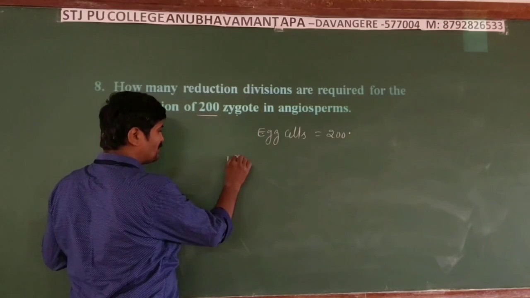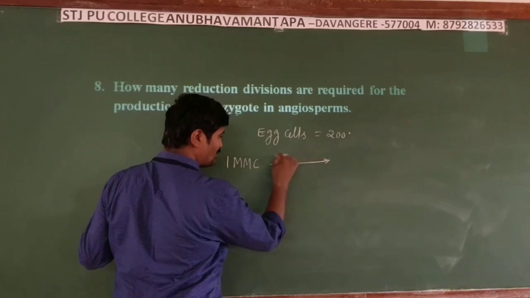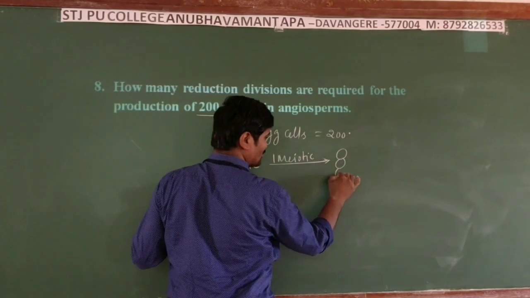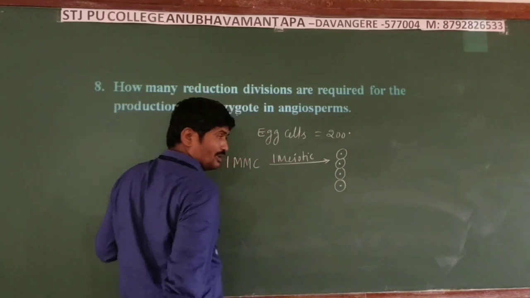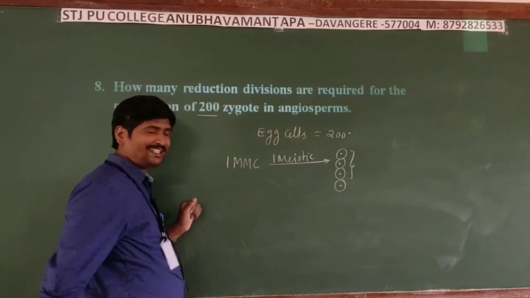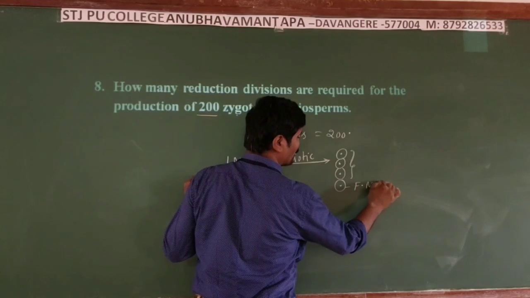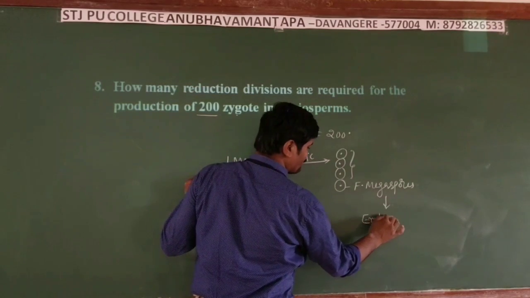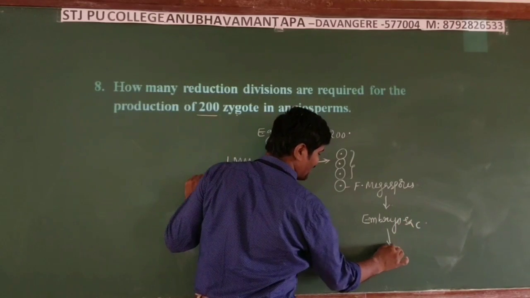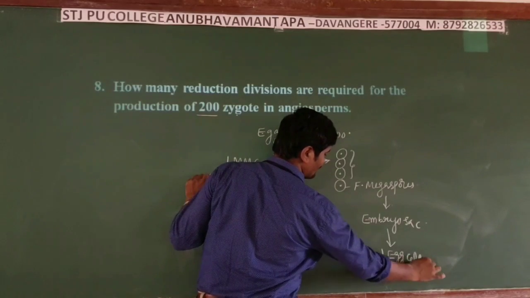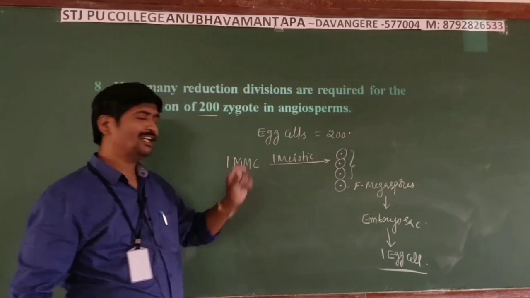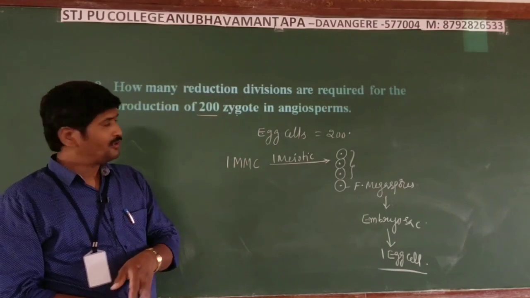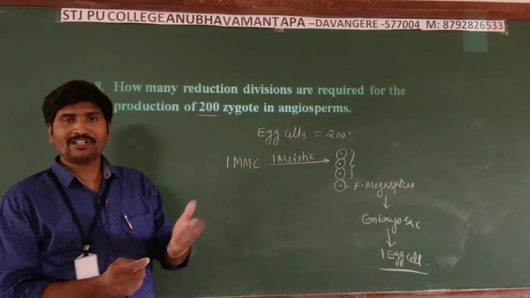See here, one megaspore mother cell undergoes one meiotic cell division and gives rise to how many megaspores? Four megaspores. Out of four, three megaspores degenerate. One is the functional megaspore. This functional megaspore develops into the embryo sac. Each embryo sac contains one egg cell. For the formation of one egg cell, how many meiotic cell divisions are required? Only one meiotic cell division. Meiotic cell division means reduction division. Meiosis has another name, reduction division. Equational division is mitosis.